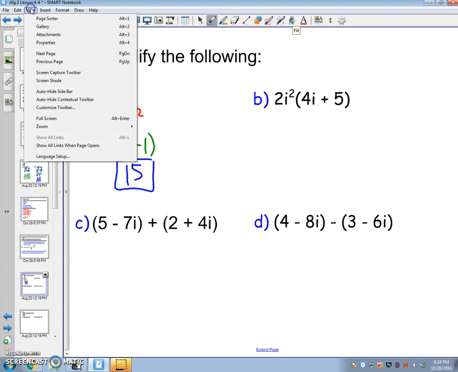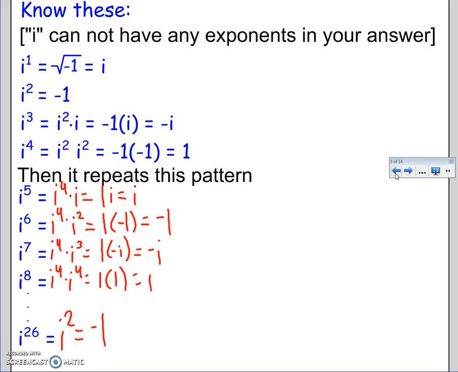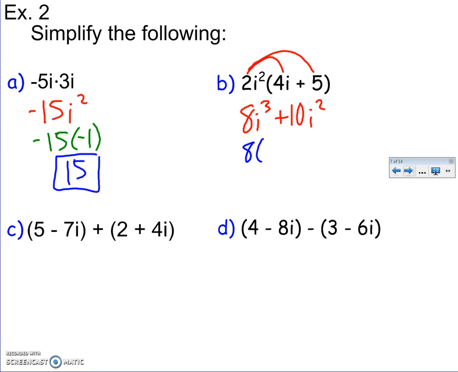Next one, you can still distribute. So if I distribute that, number times number, that's 8. Letter times letter, i squared times i is i cubed. 2 times 5 is +10 i squared. Now again, you cannot have exponents for i in your answer, so you gotta change that. Well, i cubed is the same thing as -i. So 8 times -i plus 10 i squared, which is the same as -1. Let's multiply that, so that's really -8i minus 10. And we usually have the real part first, so I'm going to rearrange that to -10 minus 8i.